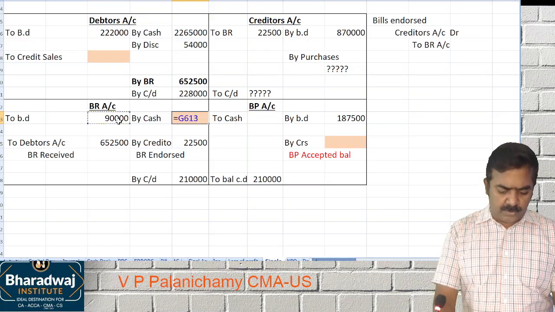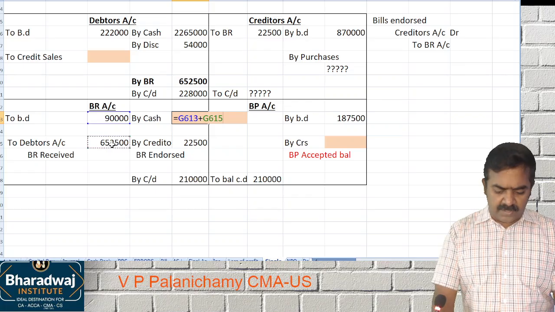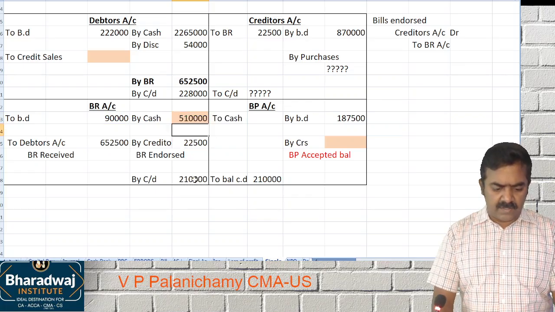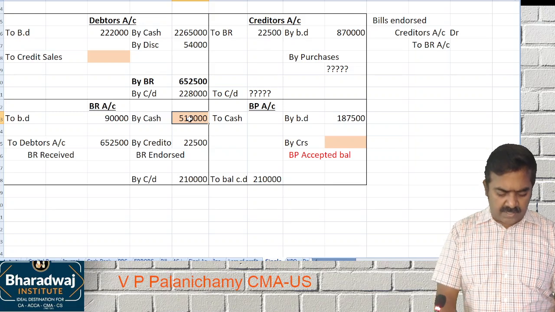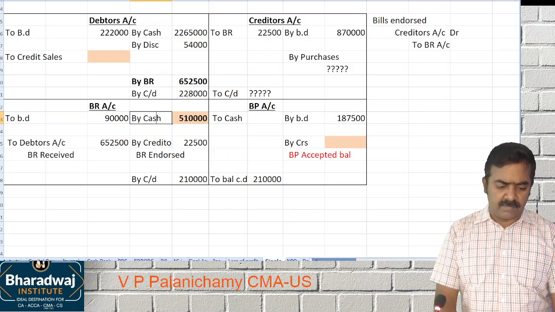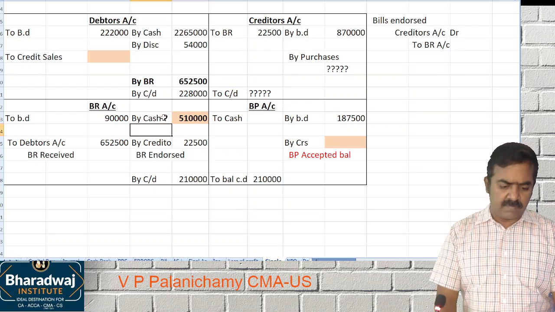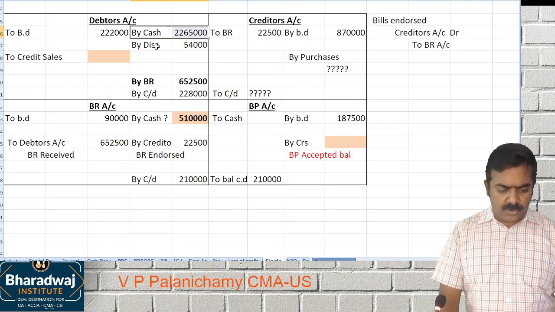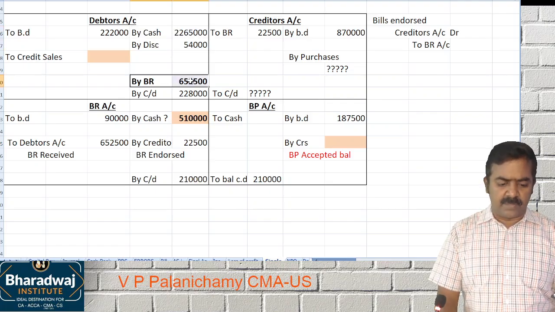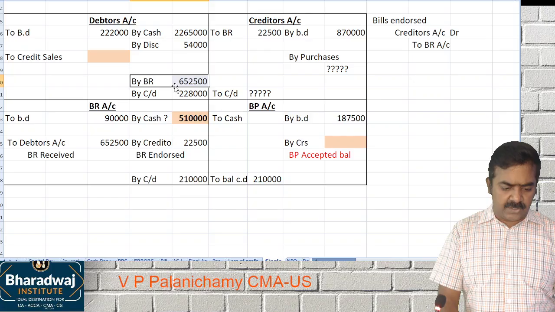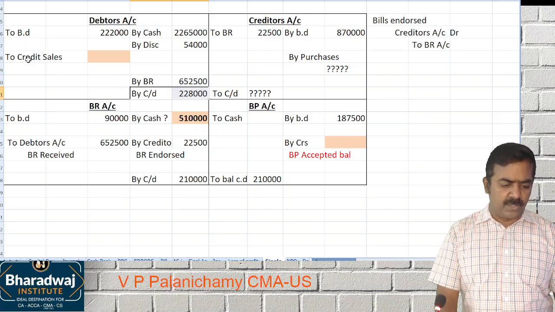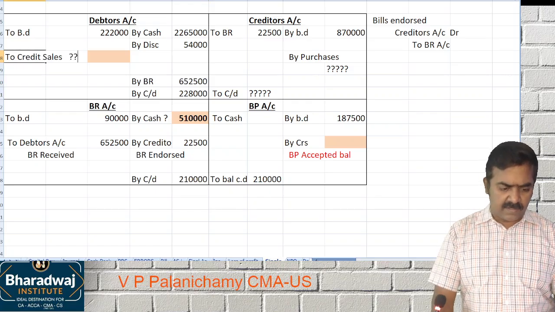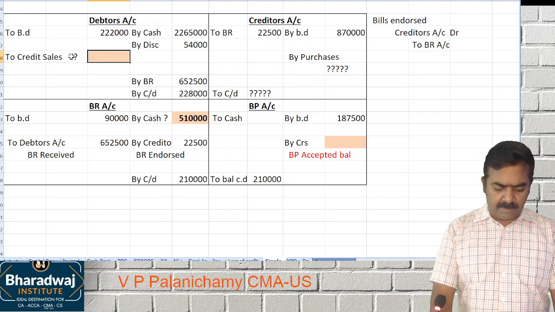Opening balance is known to us, plus bills receivable received is known to us, minus endorsed bill, minus closing balance. Balancing figure is how much? Cash received for bills receivable. This we get as a balancing. Cash collection is known to us. Discount allowed is known to us. Bills receivable receipt from debtors is known to us. Closing balance is known to us. As a balancing for, we'll get which one? Credit sales. What is a balancing for?